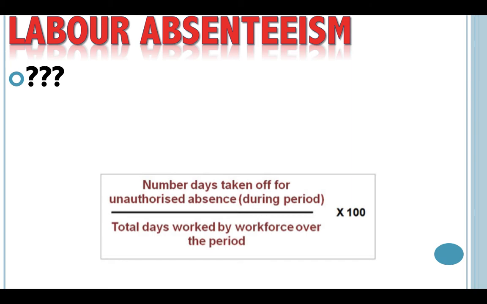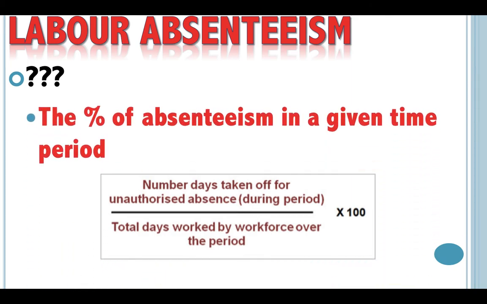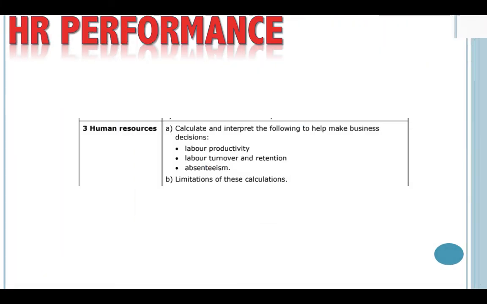And the final bit, and this will be it for this video, is labor absenteeism. So that's percentage of absenteeism in a given time period. And again, if this is really high, that's going to give an indication of a bigger problem. So we take the number of days taken off for unauthorized absences, so number of days where people are phoning in sick and it's unauthorized, divided by the total days worked by the workforce over this period. And that would give us a percentage of absenteeism.